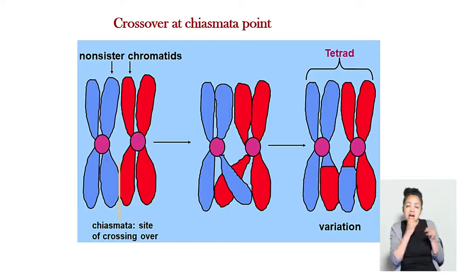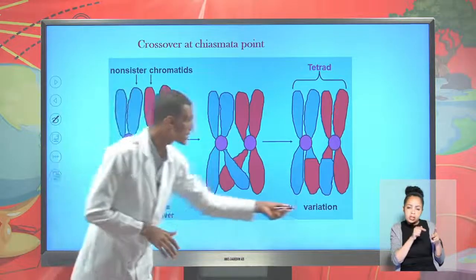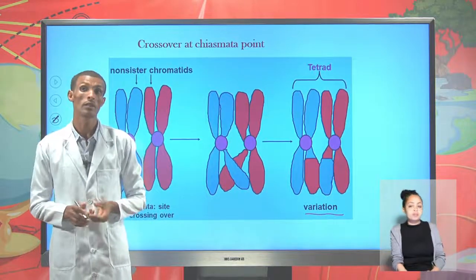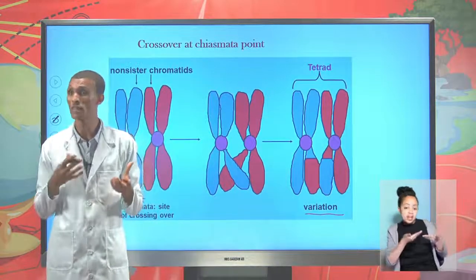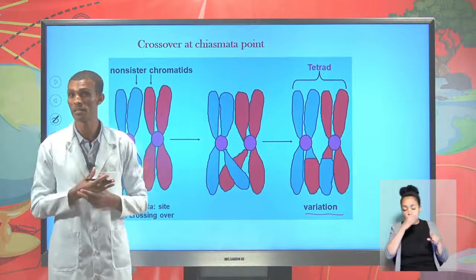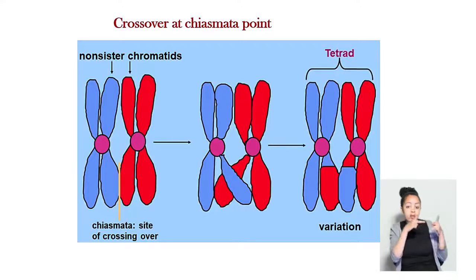As a result of the crossover that takes place during prophase I, there is genetic variation here. Genetic variation in the daughter cells from the original parent cell can take place because of the crossover activity during prophase I.